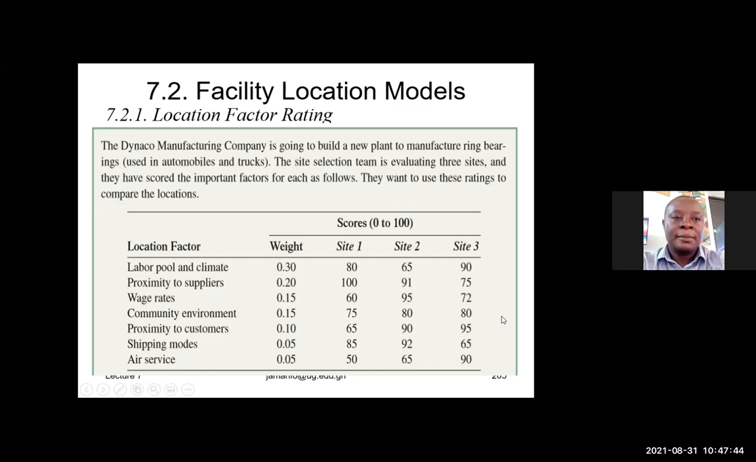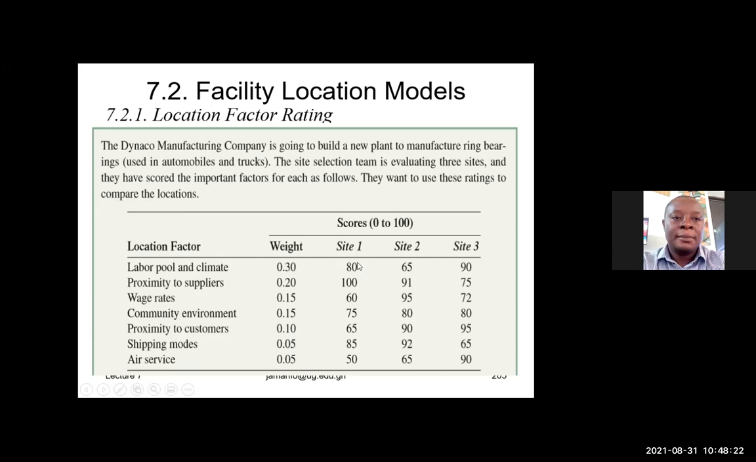Now, for us to decide which location to select, what we do is that we multiply this. So you can create a column by the side of each site, and you can write weighted score. So weighted score as a column here, another weighted score as a column here, another weighted score as a column here. Then what you do is we multiply 80 by 0.3.